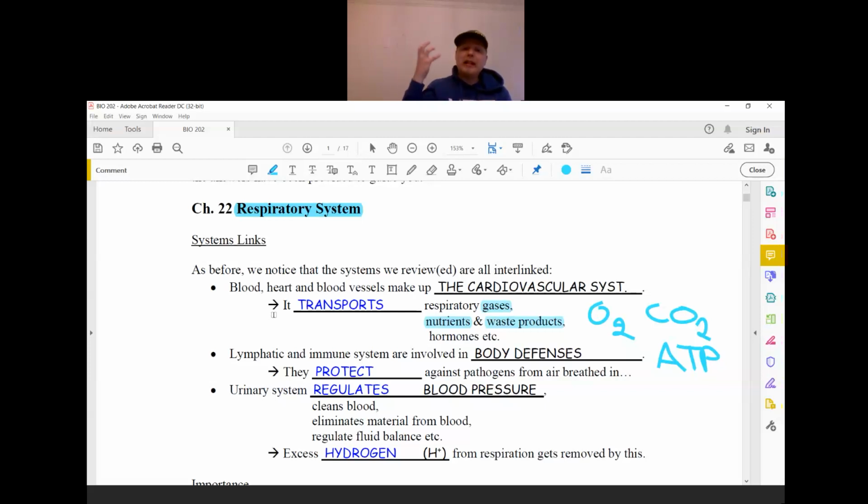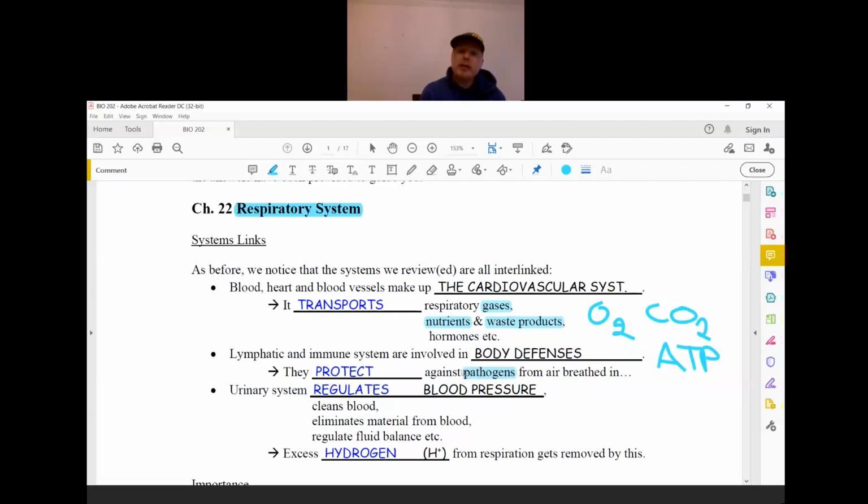Then we saw that the lymphatic and immune system worked as a kind of complementary system to the cardiovascular system, catching whatever leaks out. We had a few other functions that we also saw. One of those big ones was the protection against pathogens.